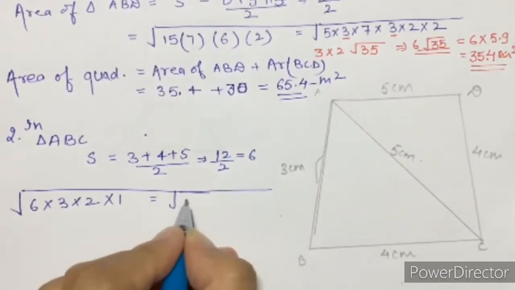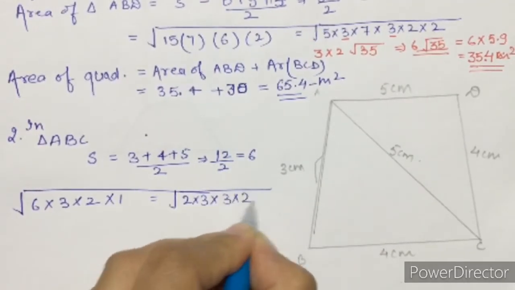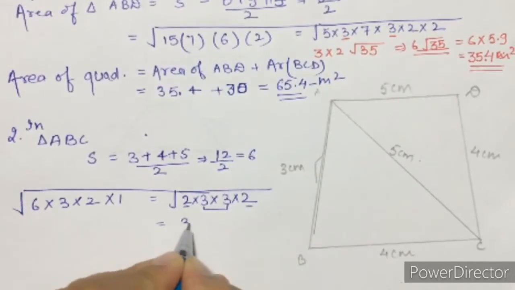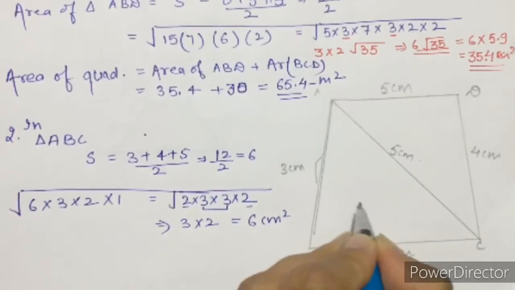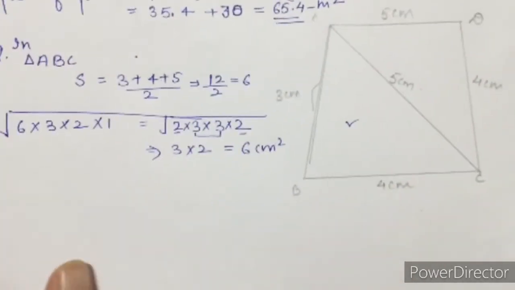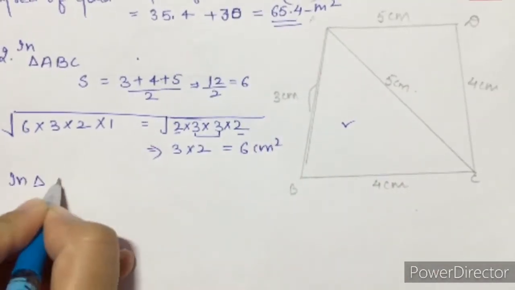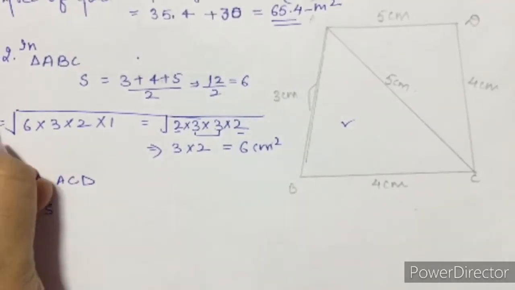Now I can break this 6: 2 multiplied by 3 and 3 multiplied by 2 are already there, a pair of 3, a pair of 2, so 3 and 2 both will come out. So what is the area of this triangle? 6 centimeter square. The area of this triangle is 6 centimeter square. The same procedure we will use for the above triangle. In triangle ACD, same as we will find out the area.